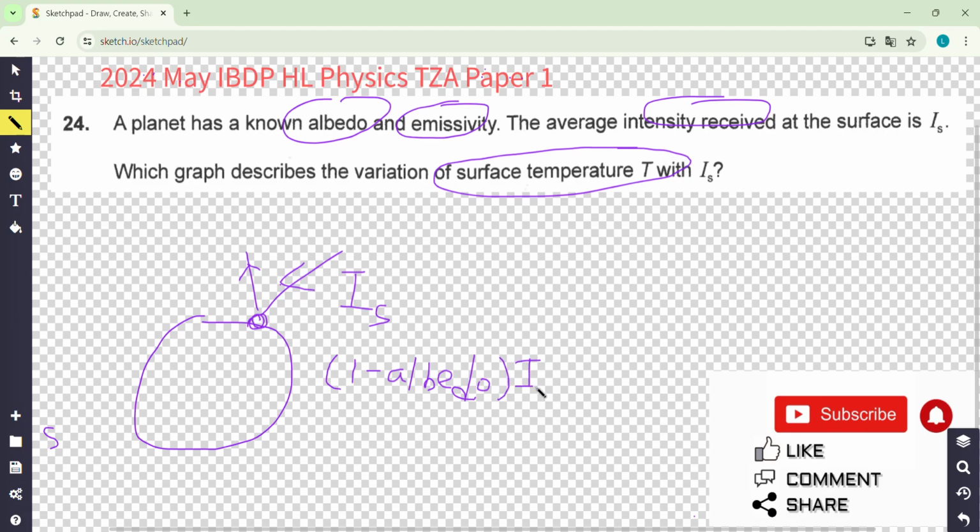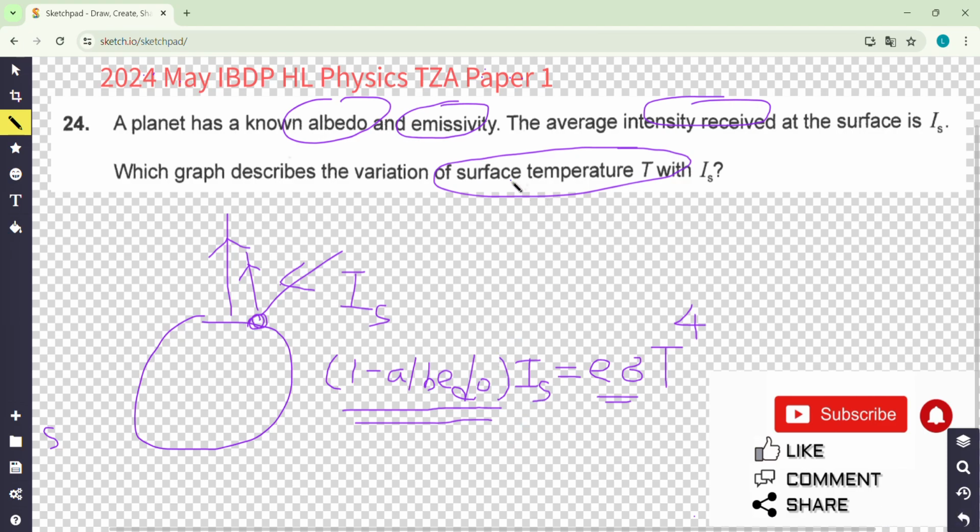IS. And then in equilibrium, the intensity of light absorbed is equal to the intensity of light emitted by sigma T^4 and the emissivity. So it equals the emissivity times sigma T to the power 4. So it is the equilibrium condition. All these things are constant. No need to take care of this. So you look at it.